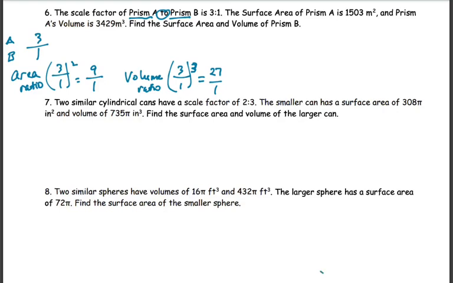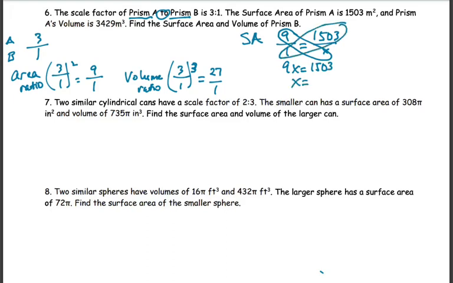So if I'm going to find the surface area, I'm going to abbreviate SA for surface area. You have to use the area ratio. So 9/1 will equal, it tells me prism A surface area. Remember, we have A on top and B on the bottom. So prism A has a surface area of 1,503, and we're trying to find the surface area on prism B. Now that we have one fraction equal to one fraction, I can cross multiply. So 9x equals 1,503. And then divide that by 9, and you're going to get 167. And that's meters squared. So that's the surface area.